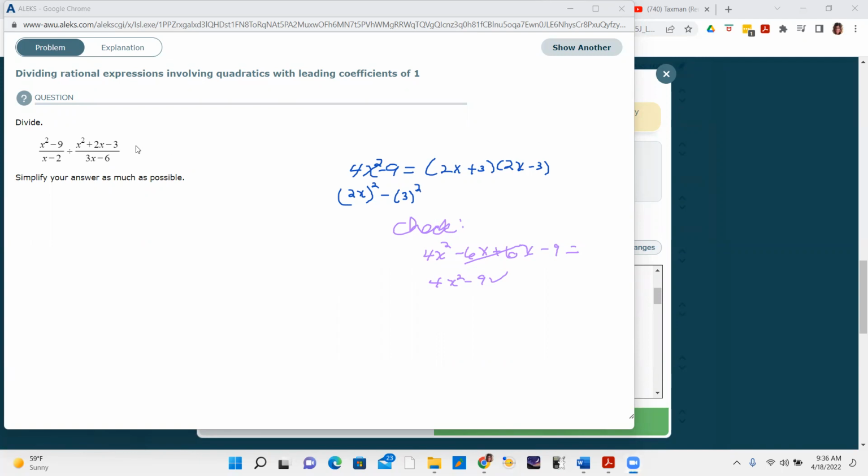All right. So go ahead and try this one. We're still dividing, so you need to flip and multiply. And I'll be right back.